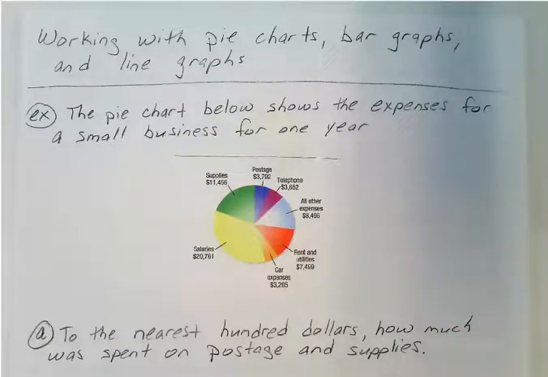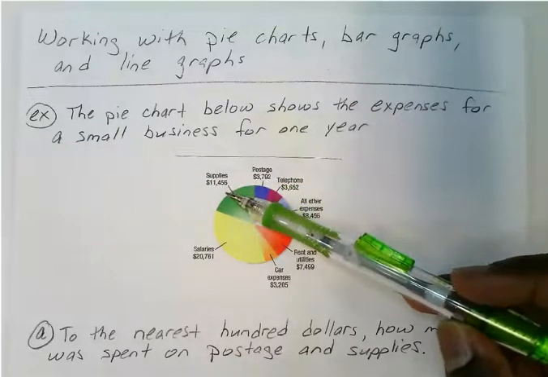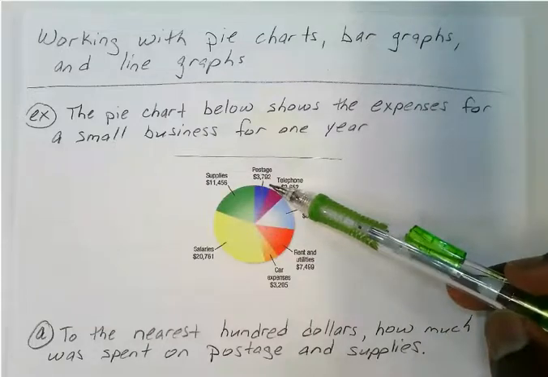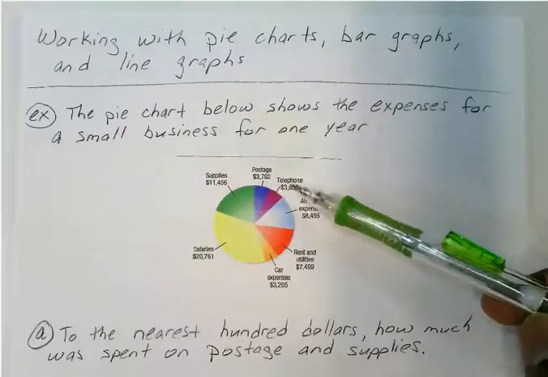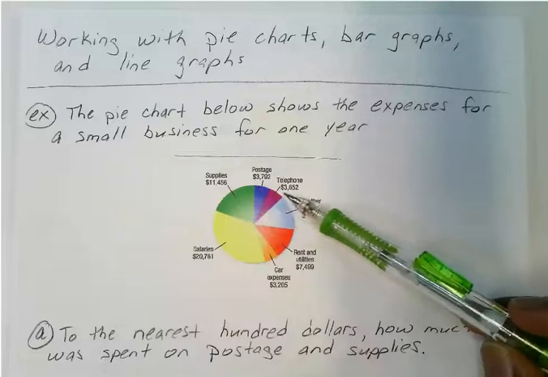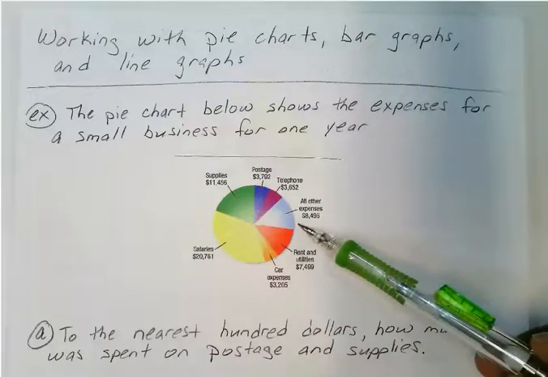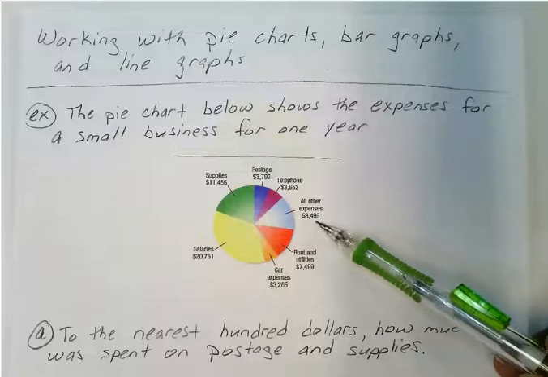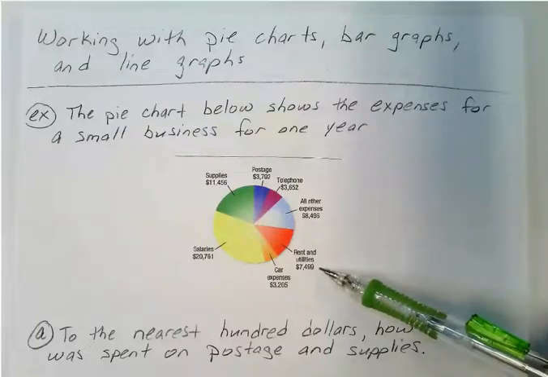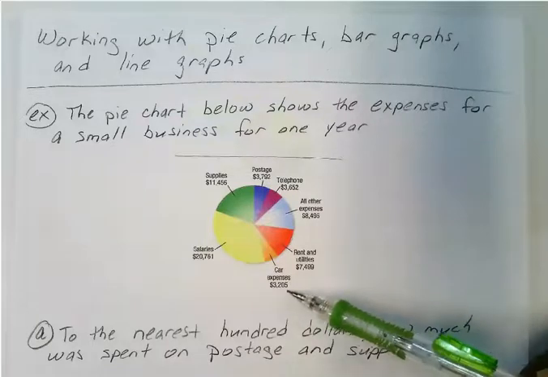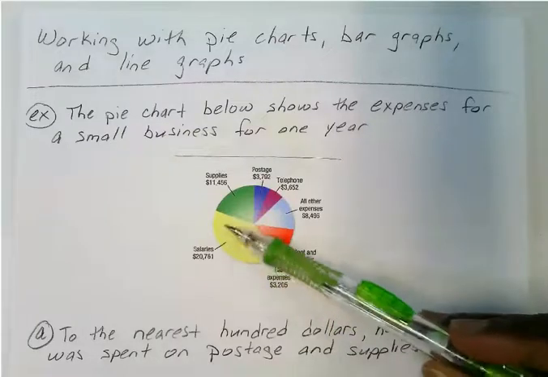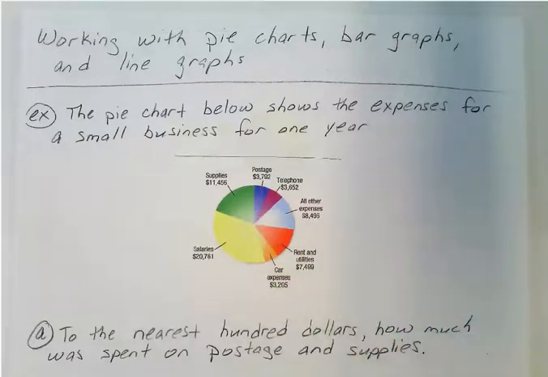Okay, so for example, we have this pie chart that shows the expenses for a small business for 1 year. Here you see supplies, 11,456. You have postage, which is blue, for 3,792. You have the telephone, which is 3,652. You have all other expenses, which is 8,496. You have rent and utilities for 7,499. You have car expenses, which is 3,205. And you have your salaries, which is 20,761.